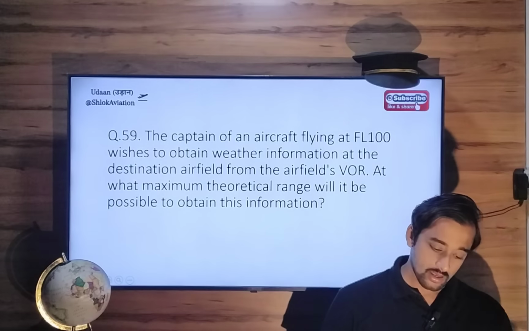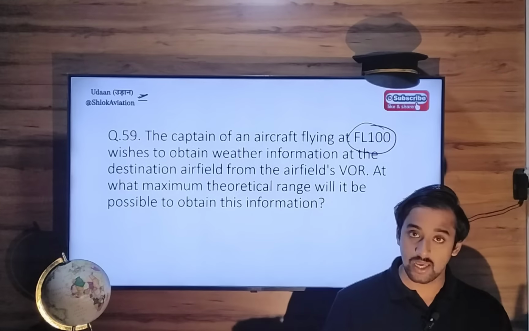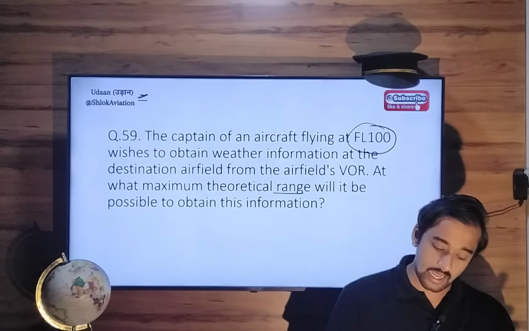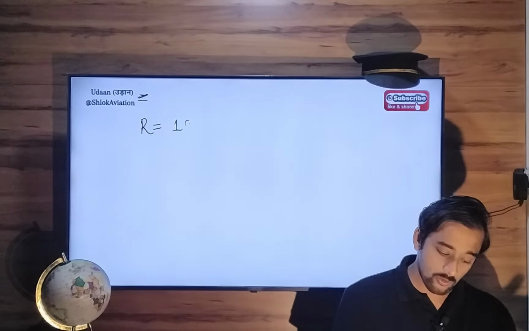Question 59. The captain of aircraft is flying at 10,000 feet and VOR is at mean sea level. If the height is not specified, what is the range? So range will be equal to 1.25 times square root of H1 plus square root of H2. 1.25 times square root of 10,000 plus square root of 0. So 1.25 into 100 is 125 nautical miles. So the correct answer will be the maximum range is 125 miles.